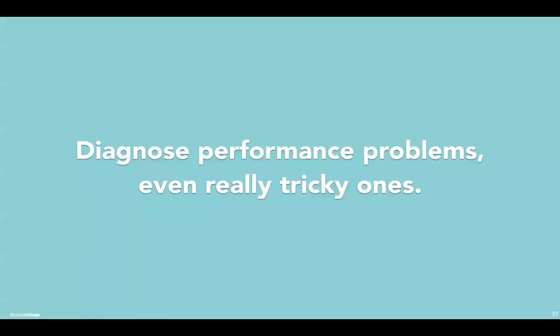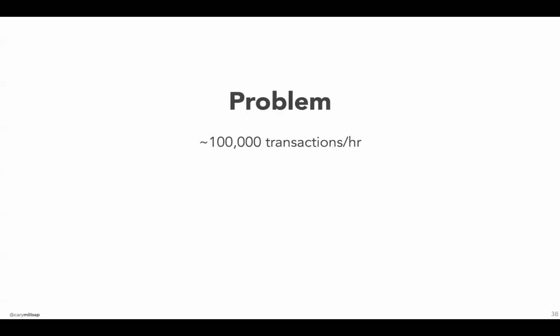Let's go on to capability number two that I want to talk about: diagnosing performance problems, even really tricky ones. Here's the problem. We had a client whose software actually runs airports. So when you look up and see, oh, my baggage claim is D7 and flight number 1422 goes from Phoenix to LA at 4:13 this afternoon, all that stuff was running in an Oracle database.